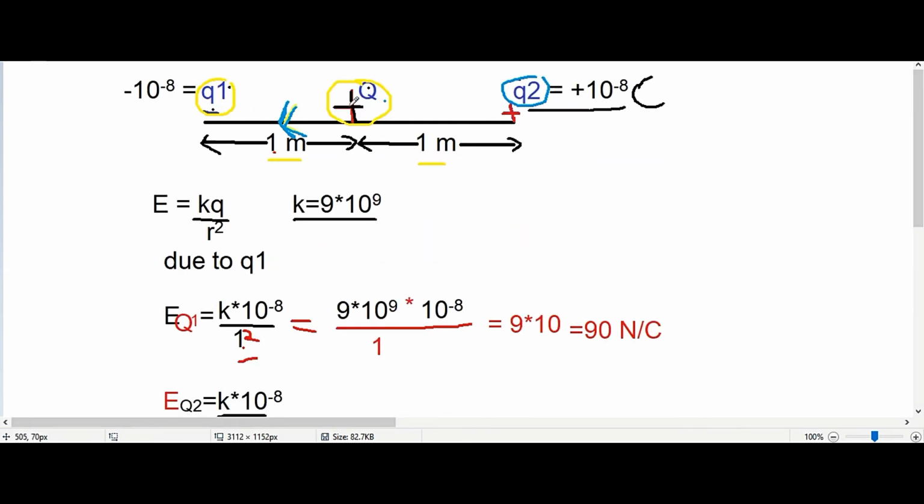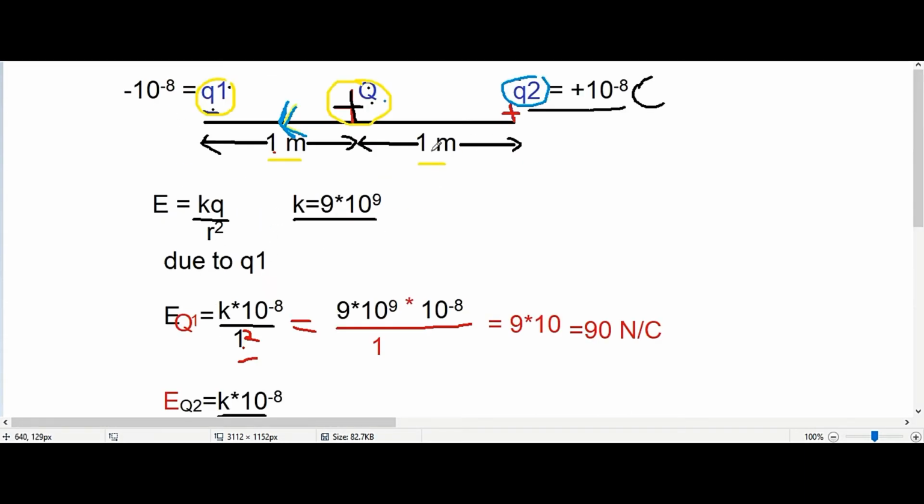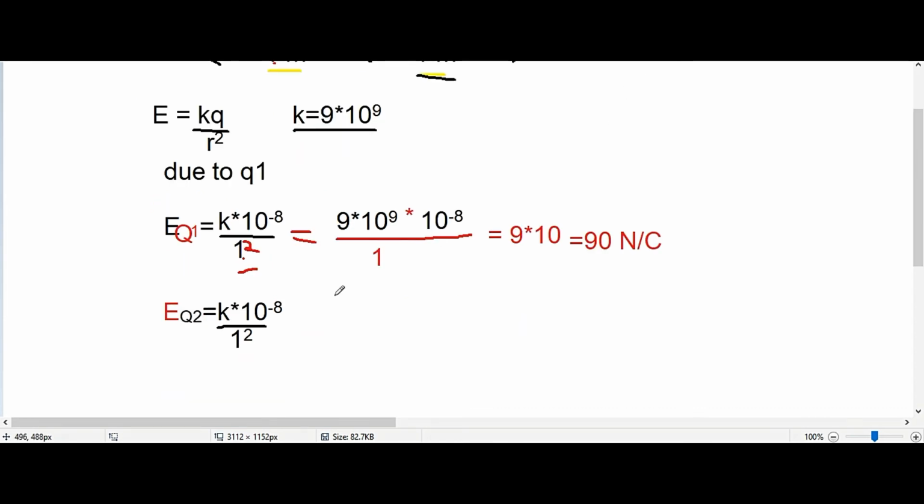Electric field on the same charge, on this charge only, we are finding because of Q2. So that will give you the equation k into 10 to the power minus 8 upon 1 square. Distance is again 1 and charge is here, that is 10 to the minus 8 coulombs. So this will be equal to the same value, that is 9 into 10 to the power 9 into 10 to the power minus 8, which will be equal to 9 into 10 is 90 Newton per Coulomb.